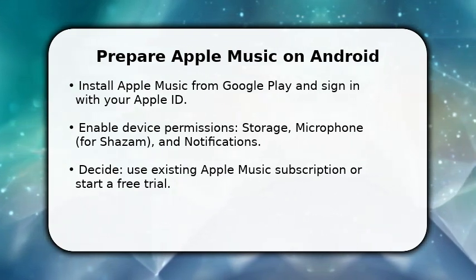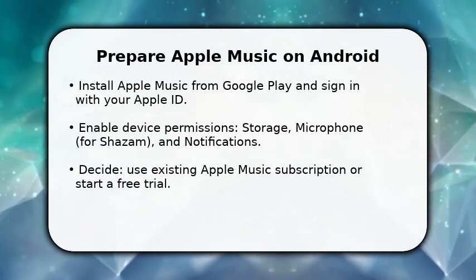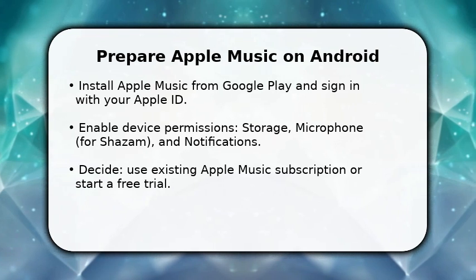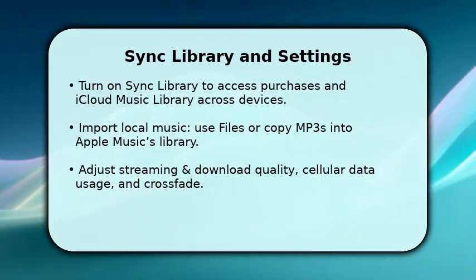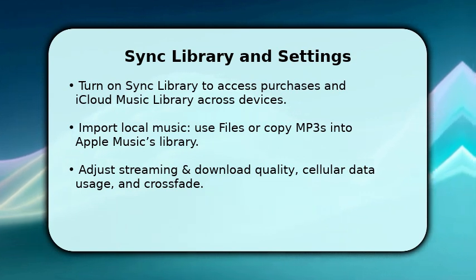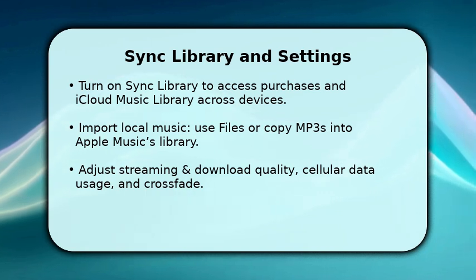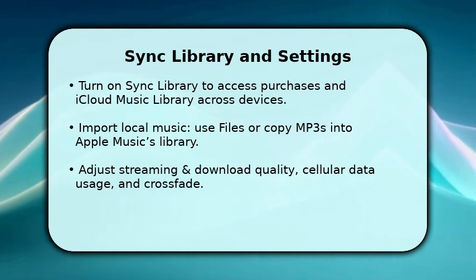While you're here, enable background play and download quality in settings so streaming matches your data preferences and audio expectations. Once done with sign in, tap settings and enable sync library so your playlists and iCloud purchases appear on Android. You can import local tracks by placing files in storage and adding them through the app's import or files view. This keeps offline songs with streaming content.